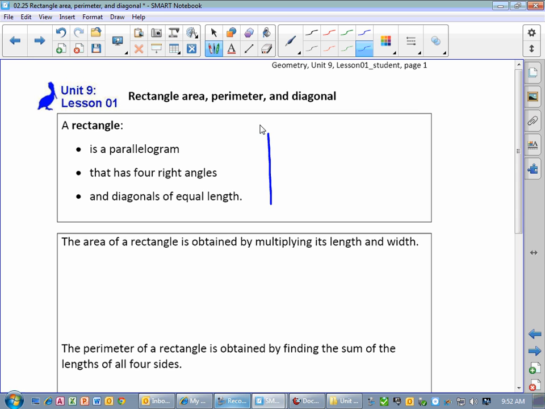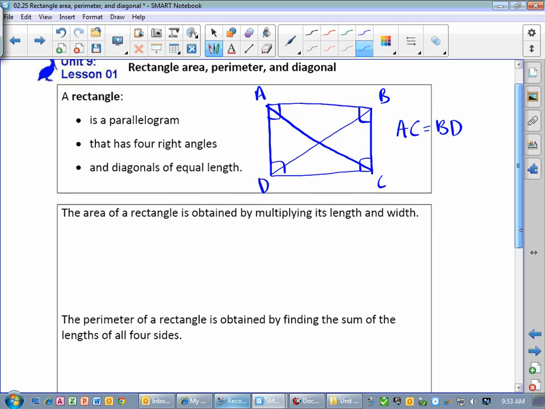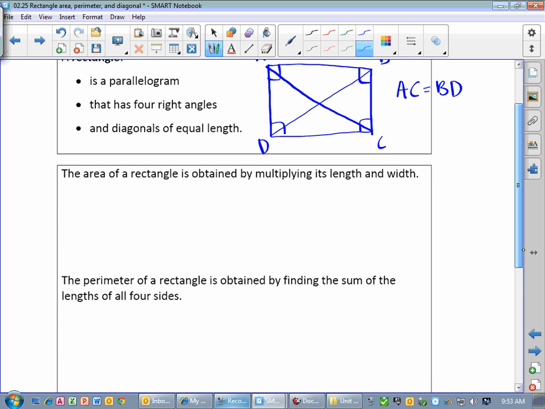So let's draw a rectangle. I'll call this rectangle ABCD. We've got 4 right angles, and then diagonals are equal in length. So diagonal AC is equal to BD. That's a rectangle. Now in this unit, we're going to be finding the area, the perimeter, and the length of those diagonals.